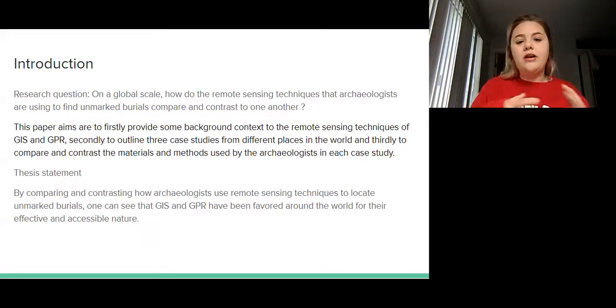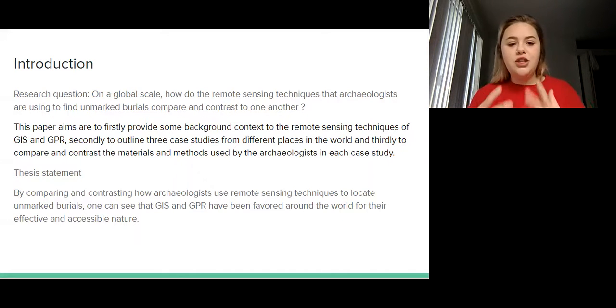So by comparing and contrasting how archaeologists use remote sensing techniques to locate unmarked burials, one can see that GIS and GPR have been favored around the world for their effective and accessible nature.